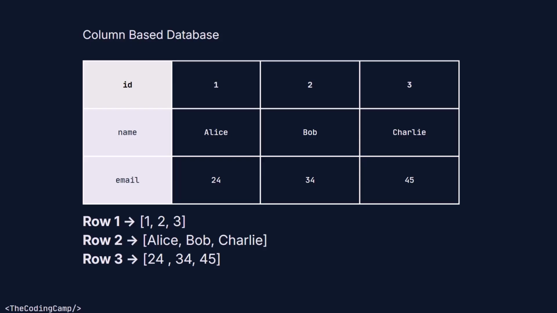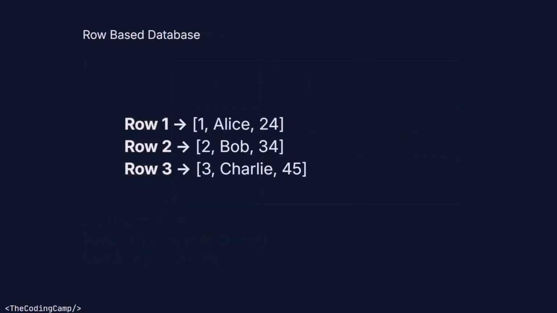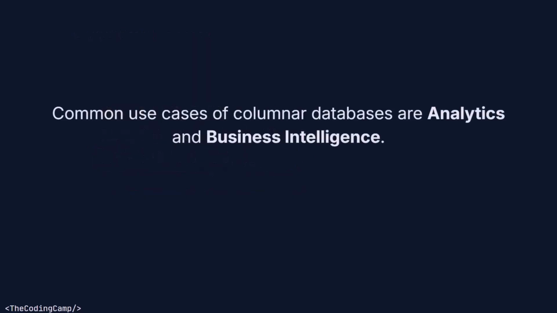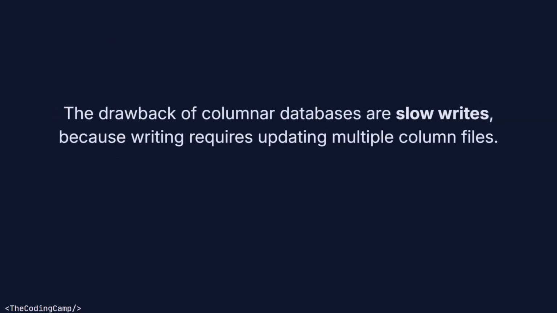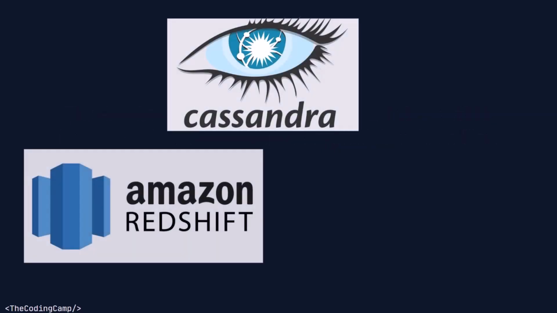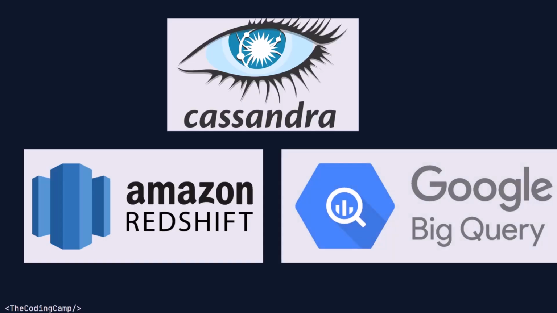For example, if you want to calculate the average of all the ages of the users, a row-based database would have to scan each row and extract the age value from each, while columnar databases will scan the age column only. Common use cases of columnar databases are analytics and business intelligence. The drawback of columnar databases is slow writes, because writing requires updating multiple column files. Some popular columnar databases are Apache Cassandra, Amazon Redshift, and Google BigQuery.